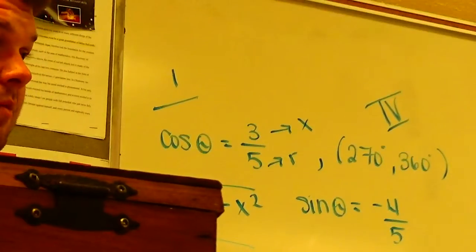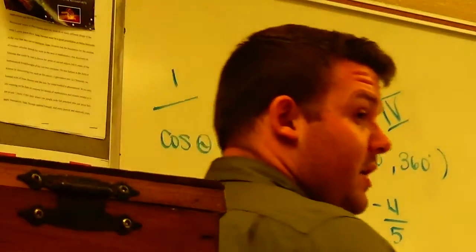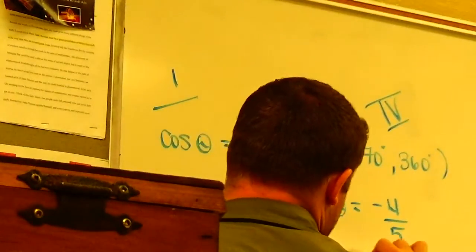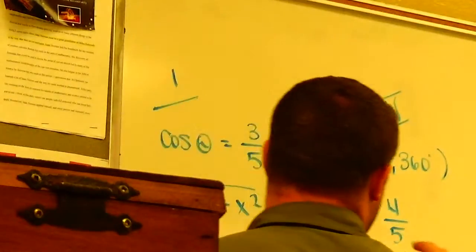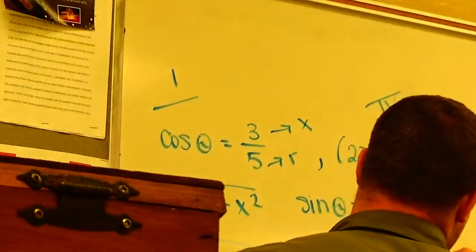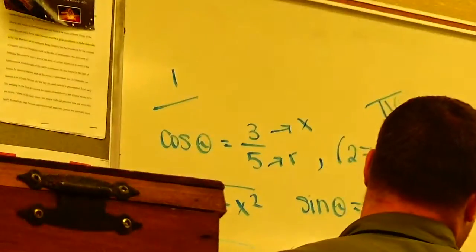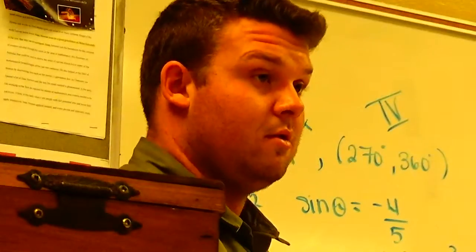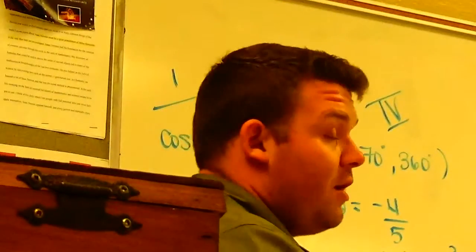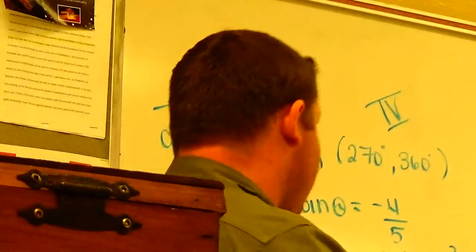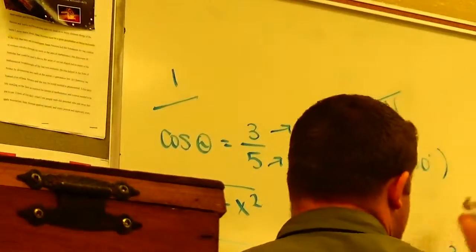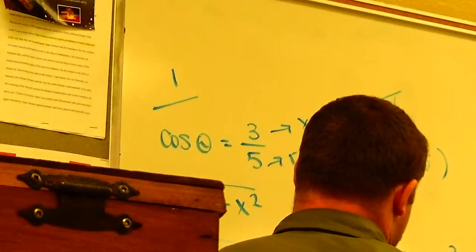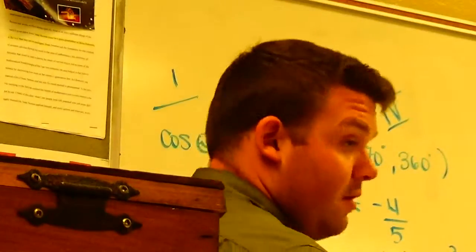How do you find the sine of 2 theta? Look on your paper right there. 2 sine theta cosine theta. So the sine of 2 theta equals 2 times the sine of theta, which is negative 4/5, times the cosine of theta, which is 3/5. How do you multiply fractions? Straight across. So 2 times 4 is 8, 8 times 3 is 24. So this equals negative 24 over 25, and that's the sine of 2 theta.